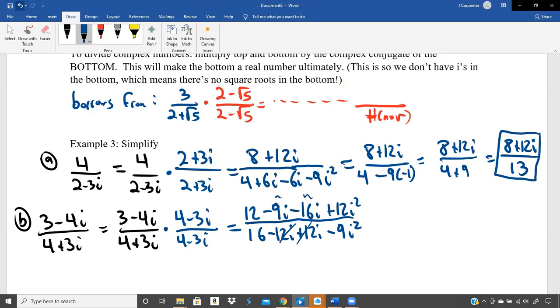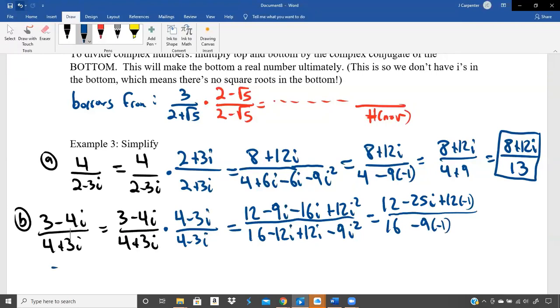Combine your like terms in the top. They don't cancel, but they do combine. Turn your i squareds into negative ones. So this will be 12 minus 25i. Negative 9 minus 16 is negative 25. And then the 12i squared, that's going to be a plus 12 times negative 1 now. Over, leave the 16. Those cancel. The minus 9i squared is a minus 9 times negative 1 now.